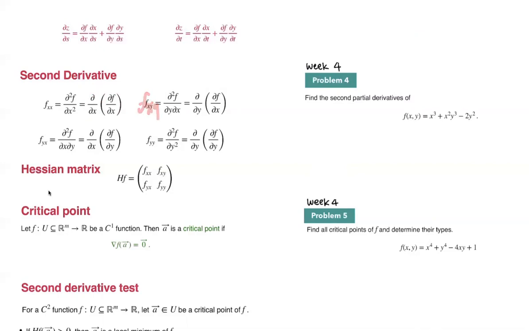fxy is like this. As you can see here, x is the first partial derivative, and then we take a partial derivative with respect to y. But there was the theorem that fxy and fyx are the same under some assumption. Yeah, we need some assumption, maybe a C2 function.